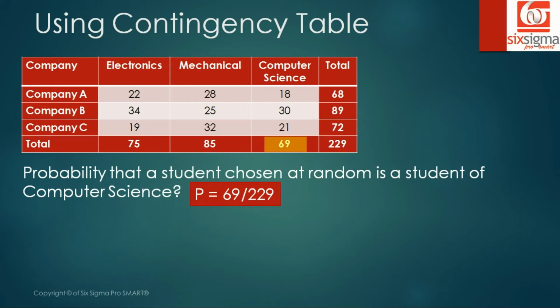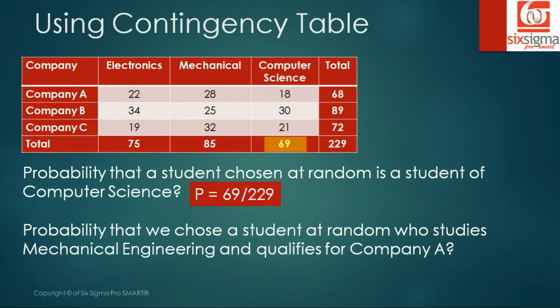Let's say we were asked the probability that a student of mechanical engineering qualifies for company A. Now if you see, this is nothing but an intersection type of problem. Where do we have mechanical engineering? Well, we have a total of 85 students of mechanical engineering. But how many of them have qualified for company A? There are only 28 students. So we will say here that the probability is 28 over 229.